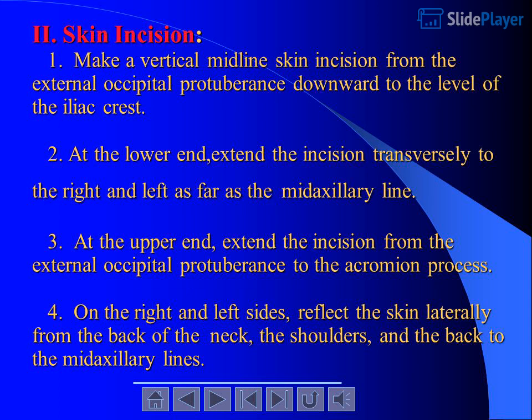Skin incision. 1. Make a vertical midline skin incision from the external occipital protuberance downward to the level of the iliac crest. 2. At the lower end, extend the incision transversely to the right and left as far as the mid-axillary line. 3. At the upper end, extend the incision from the external occipital protuberance to the acromion process. 4. On the right and left sides, reflect the skin laterally from the back of the neck, the shoulders, and the back to the mid-axillary lines.